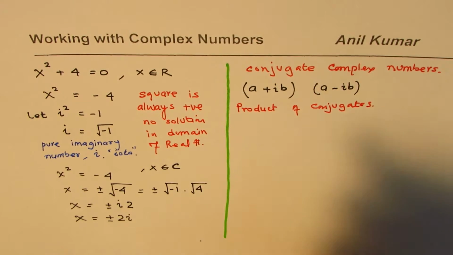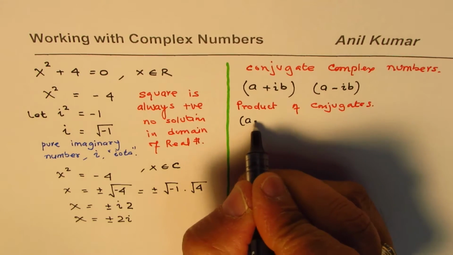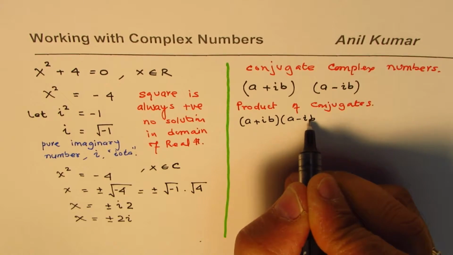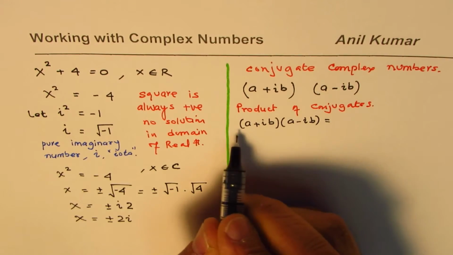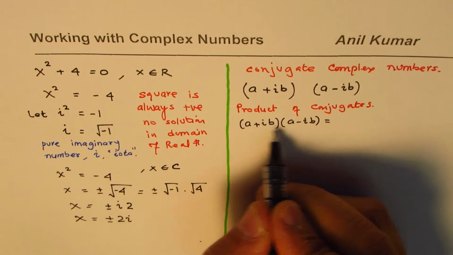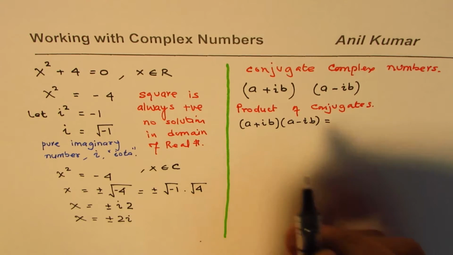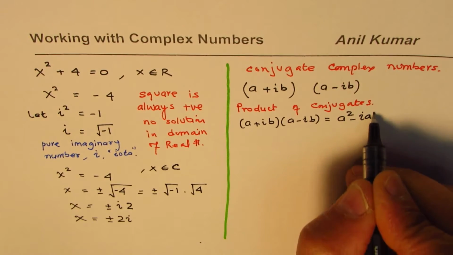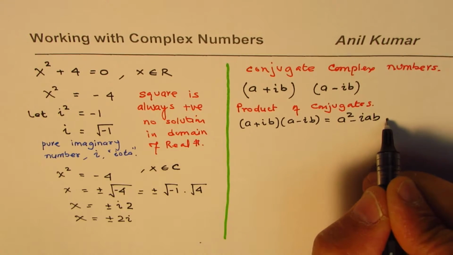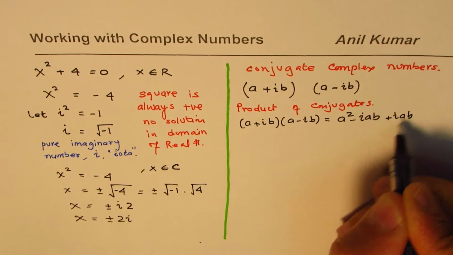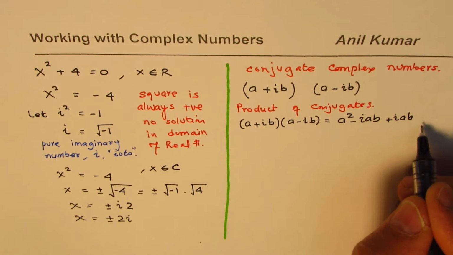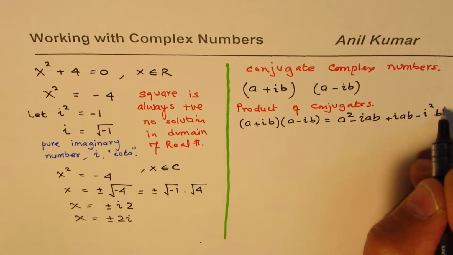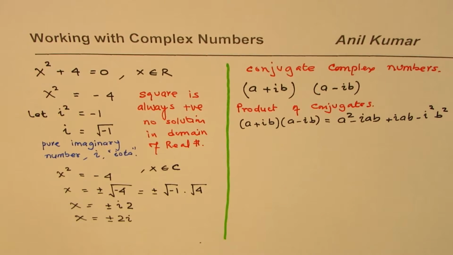So we'll just multiply these two and expand. So we have a plus ib times a minus ib. Here i is iota. When you multiply this, we'll multiply with a first. So we get a squared, then minus iab. Then with i, we get plus iab. And when you multiply these two, we get minus i squared b squared. Is that okay? Minus i squared b squared.